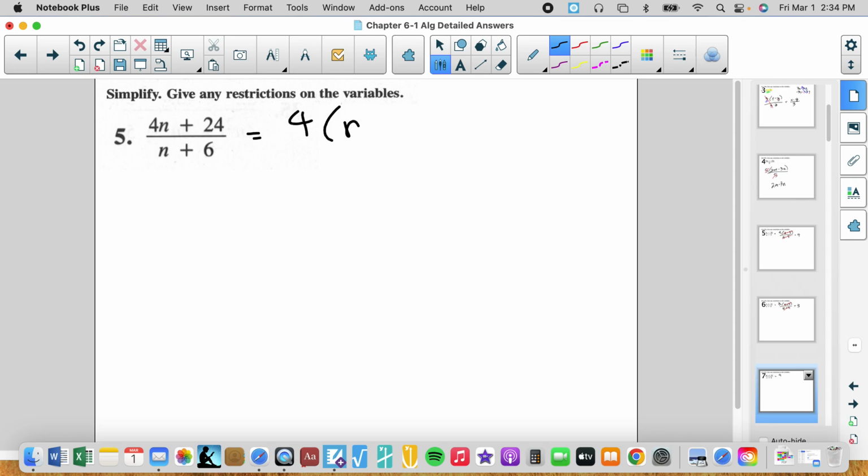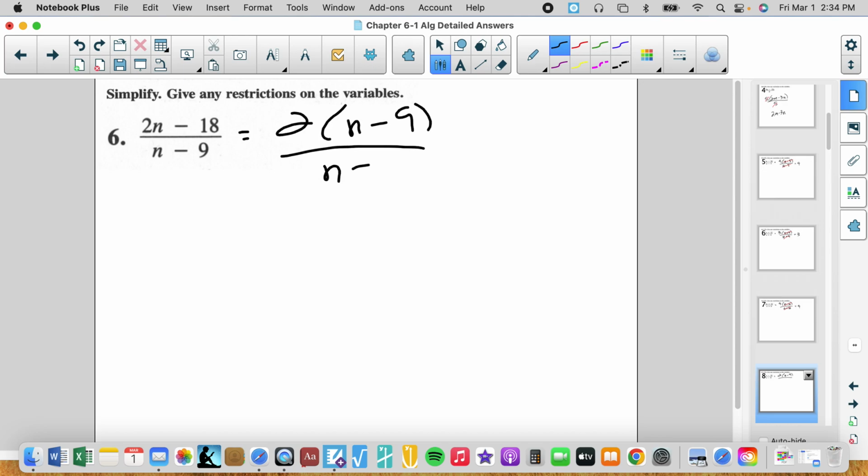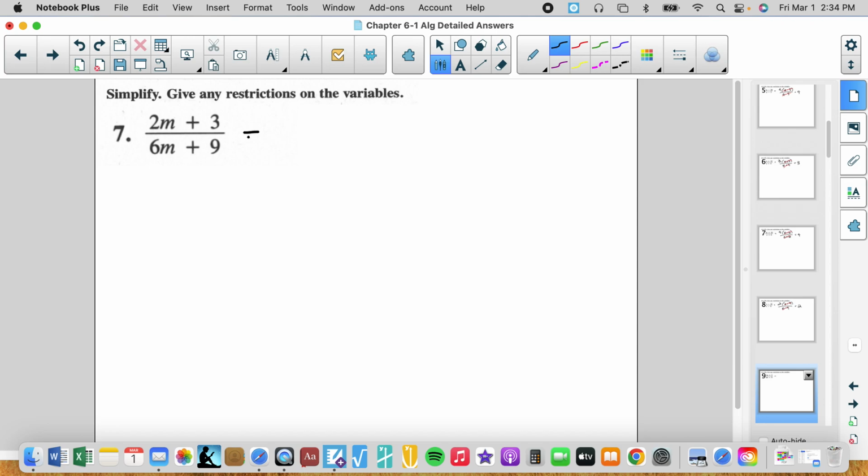So we'll factor out a 4. The n plus 6 completely will cancel, and you're left with 4. We'll factor out a 2. We get n minus 9, and we will cancel. We are not going to factor anything out of the numerator here, but we'll factor out a 3 from the denominator, which gives us 2m plus 3.